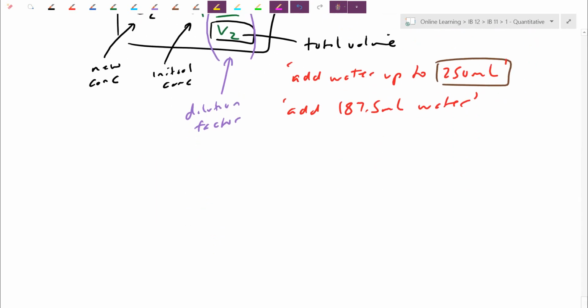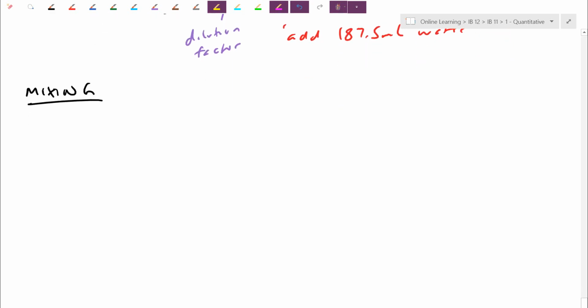Finally, we're going to do one last question here. This is a mixing style problem. A mixing is essentially just two dilutions in one. I'm going to set this up here, and we'll just do it by way of example.